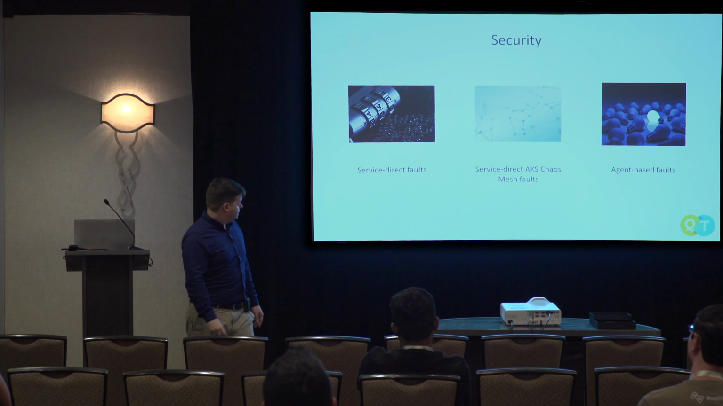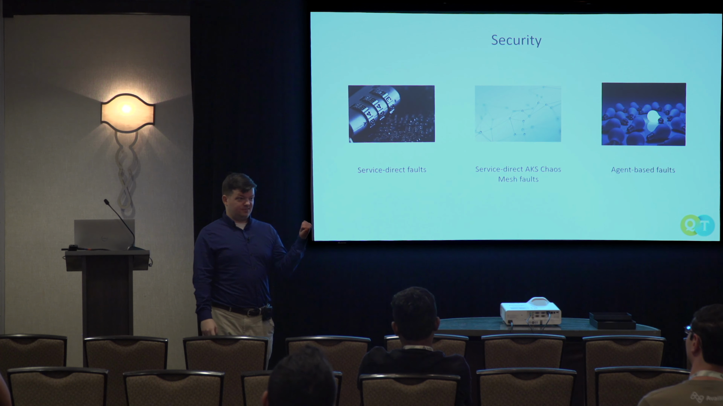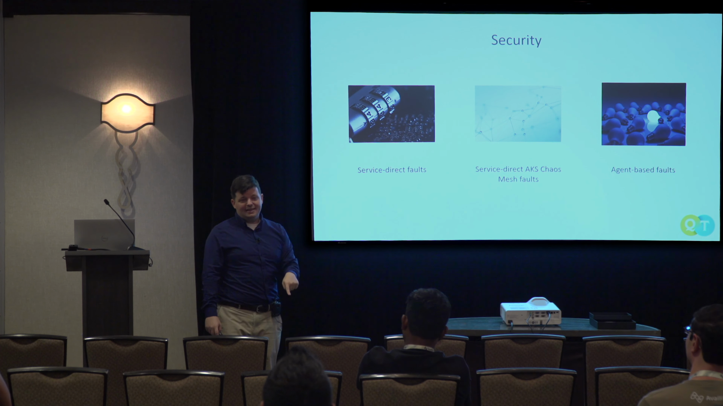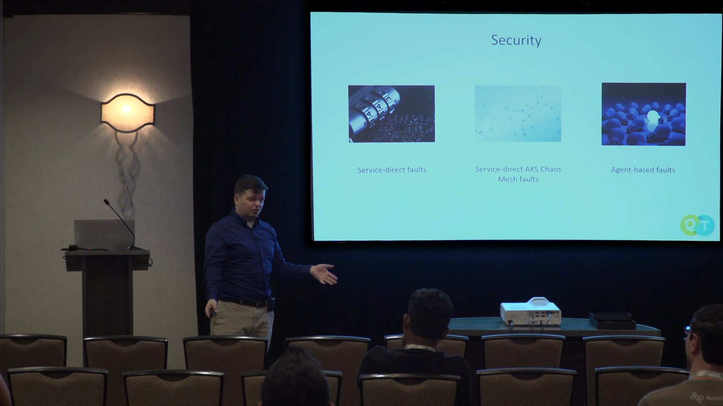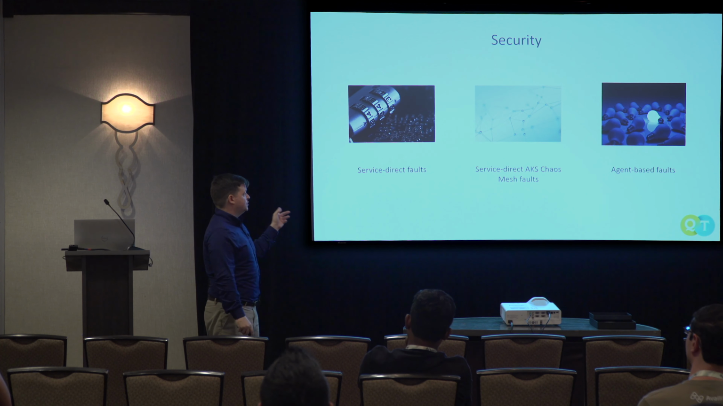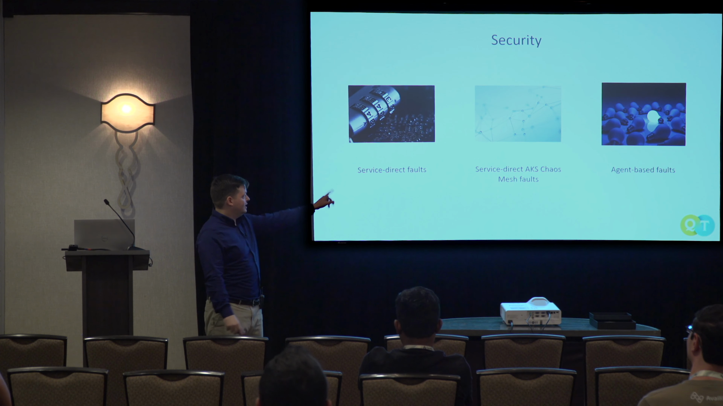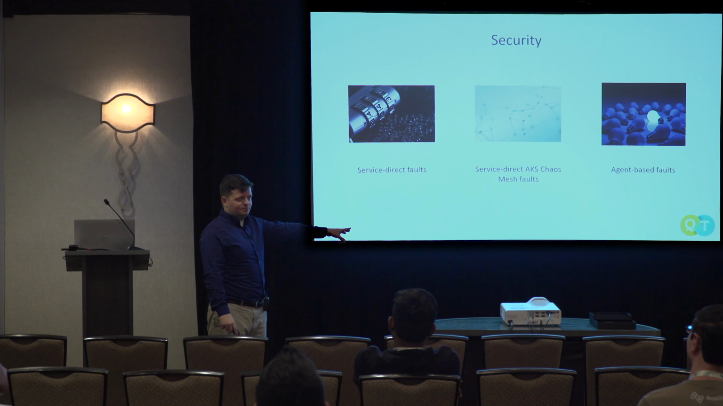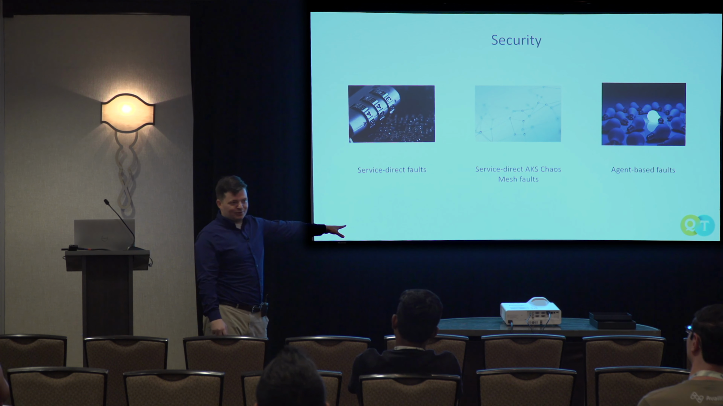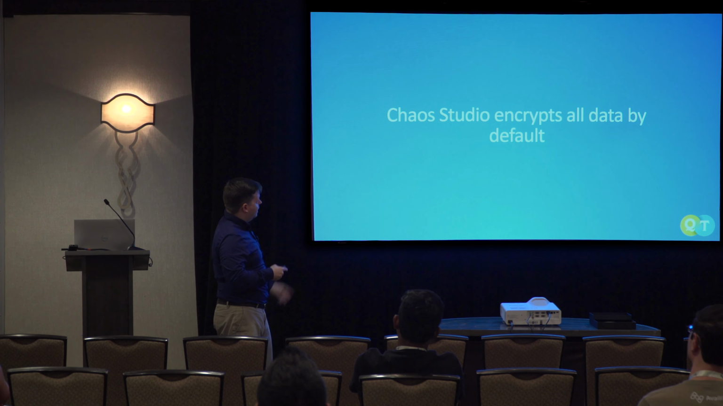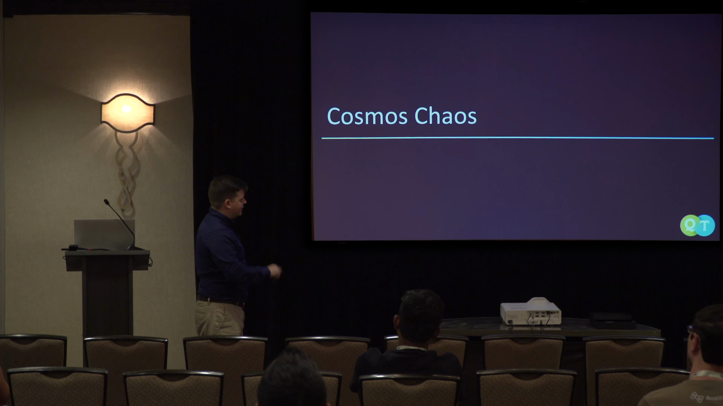I missed the title on this one. Service-based are things that Azure actually can control and manipulate. So it can be service-direct. So that is something that interacts with an Azure resource directly, meaning like Cosmos DB, it can say fail over, crash, something like that. That's service direct. For service direct for AKS, you're still interacting with it directly, but you have to install the Chaos Mesh agent container into your Kubernetes cluster to interact with Kubernetes. And then finally, the agent-based faults. And then Chaos Studio encrypts all data by default.